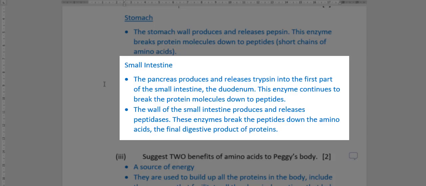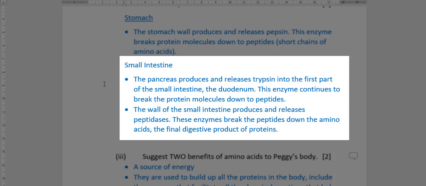So in the first part of the small intestine, the duodenum, the first enzyme is trypsin. Okay, and that breaks down the protein molecules to peptides as well. So what's the big difference between the two? Trypsin functions in an alkaline environment, whereas pepsin functions in an acidic environment. So trypsin basically finishes things up. It catches whatever proteins were missed by pepsin in the stomach. And then there's the next part. The wall of the small intestine in the other parts of the small intestine produces and releases peptidases. And these enzymes break the peptides down to the final product, which is amino acid.